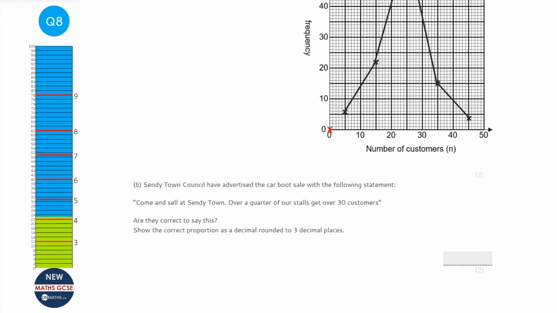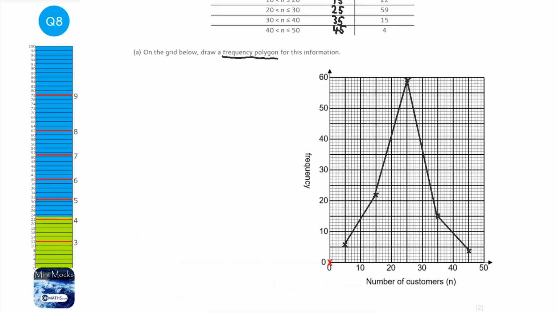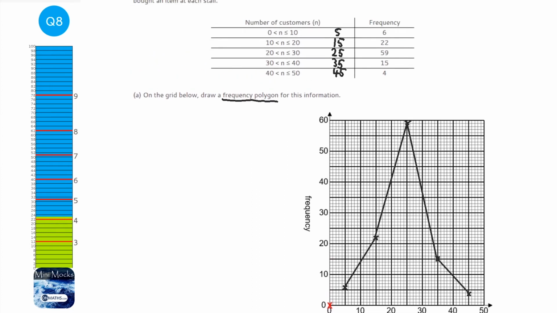Alright, so it says that the town council is saying that over a quarter of the stores get over 30 customers. So we're going to see whether that's right. Over 30 customers would be these two groups here, so 30 to 40 and 40 to 50. So that is 19 altogether.